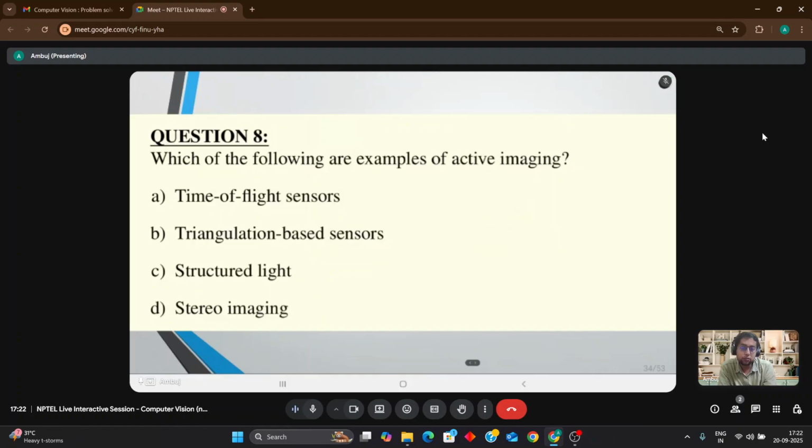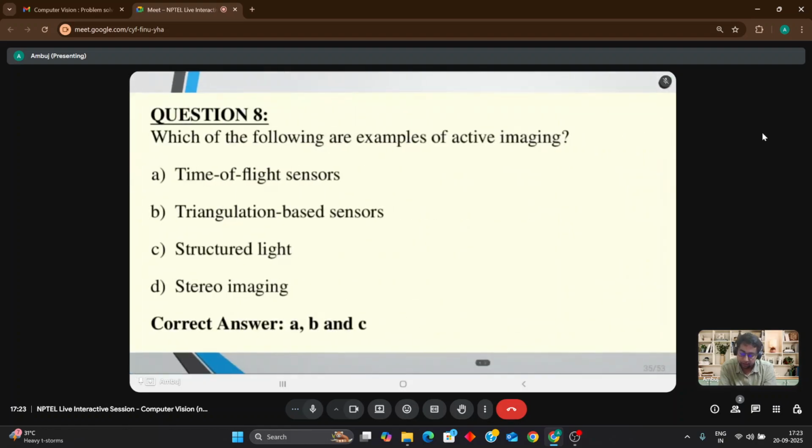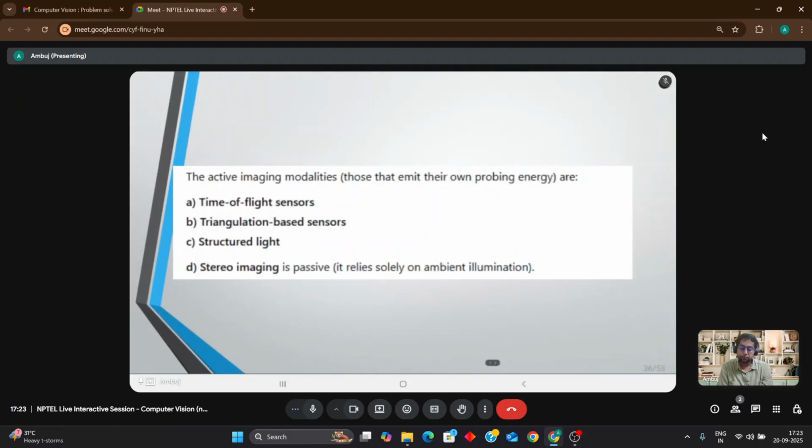Then question number 8 is, which of the following are examples of active imaging? First one is time of flight sensors, then triangulation based sensors, then structured light or stereo. So yes, correct options are A, B, and C. Time of flight sensors, triangulation based sensors, as well as structured light sensing are examples of active imaging. Active imaging modalities are those which emit their own probing energy: TOF, triangulation based sensors, and structured light. Stereo imaging is passive, it relies on ambient illumination of the object.